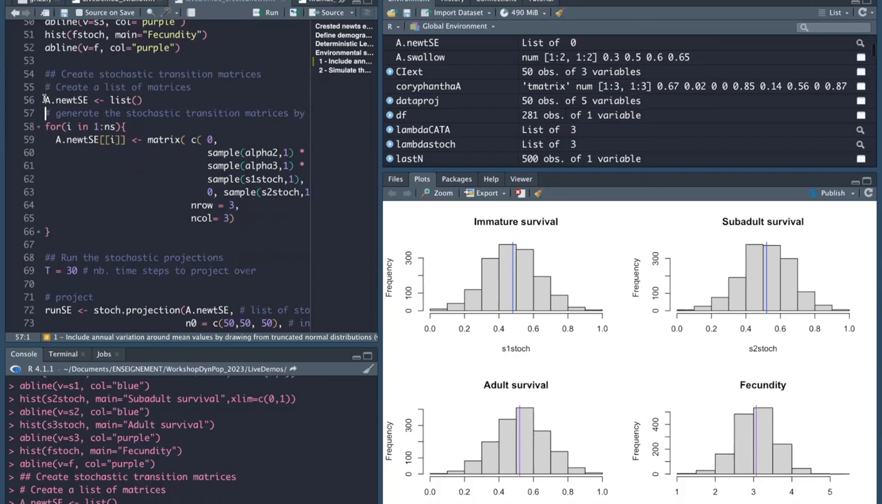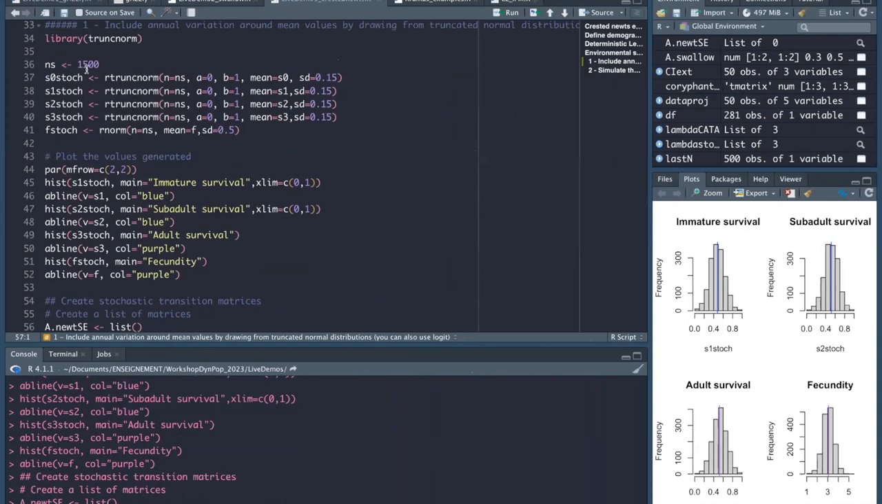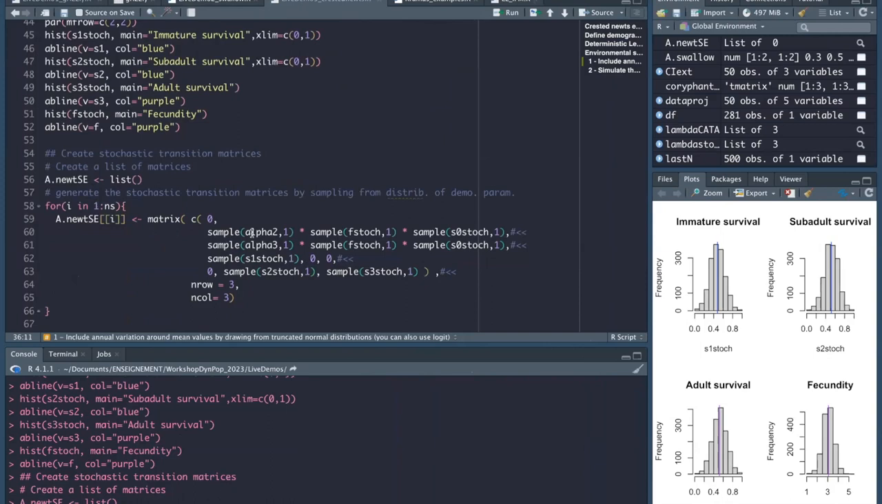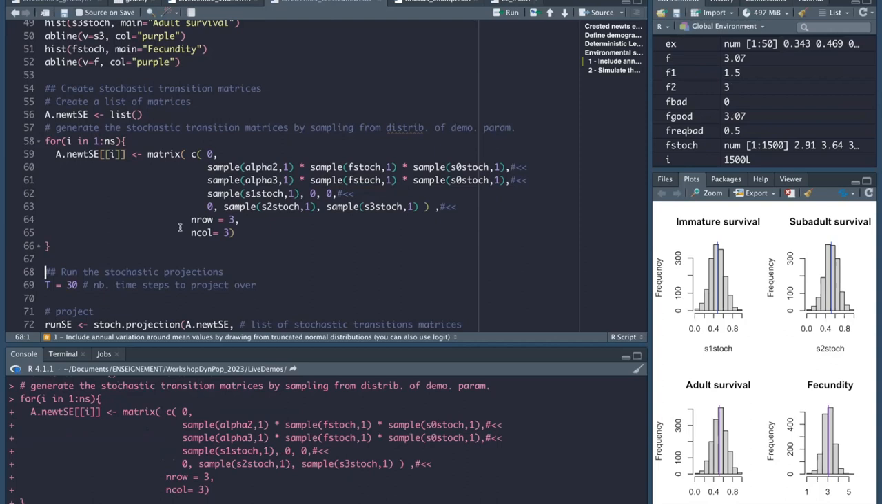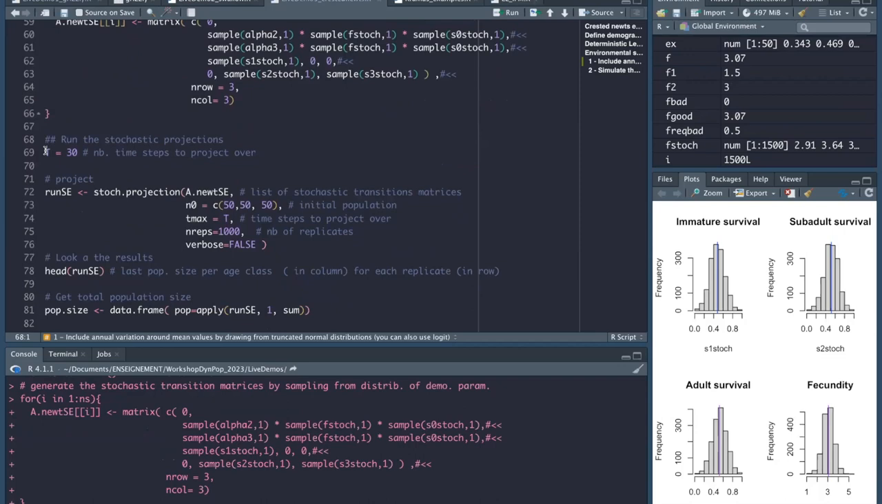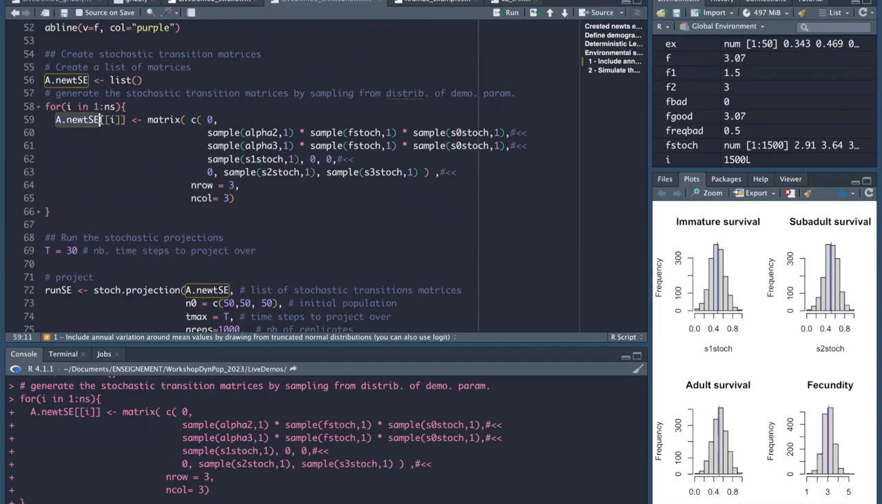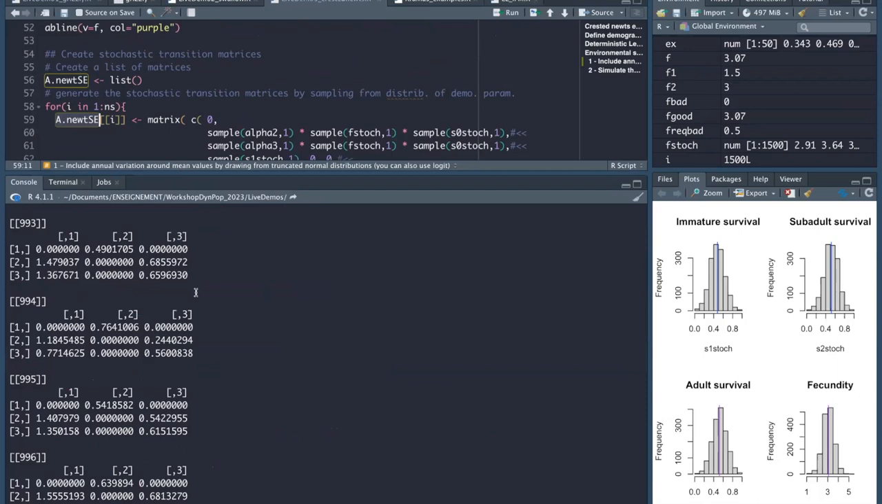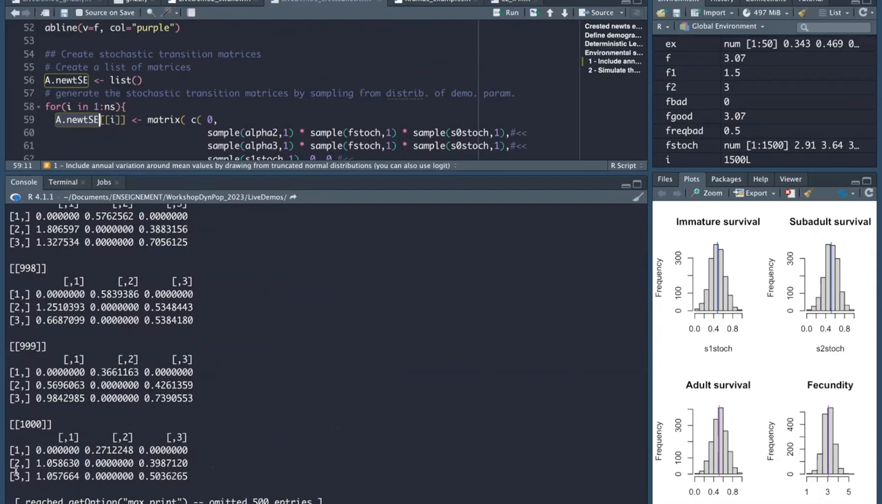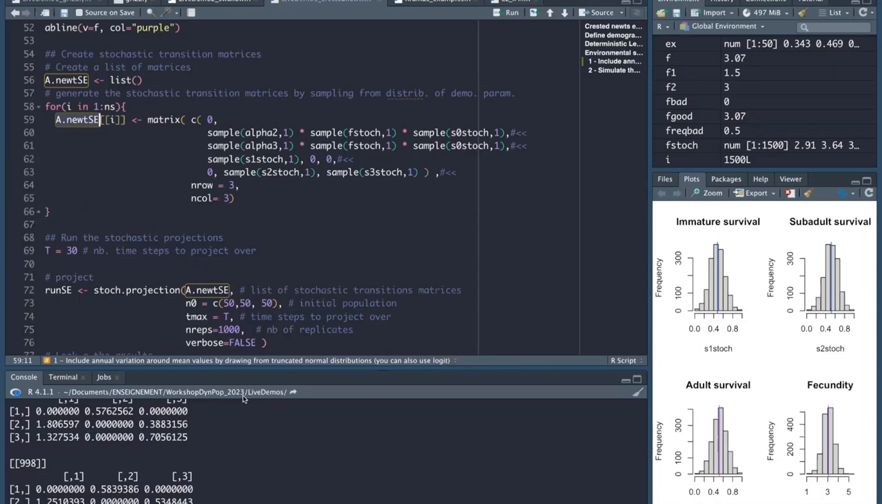And we use these values. So I generated 1,500 values for each. And I'm going to pick at each time step for each population one of these values. So I'm going to sample from this distribution and pick one value to generate a sequence of stochastic transition matrices. Okay, so my pile of matrices is contained in this list that I call A.newt.SE. So A for transition matrix, newt, SE for stochastic environmental stochasticity. And you see that you have 1,500. We don't see the last 500, but we have 1,500 different Leslie matrices that are contained in the same list. And we use this list as an entry for the stochastic simulations.